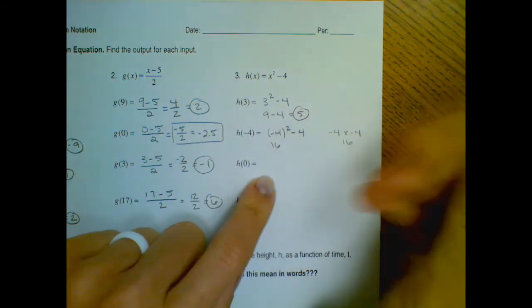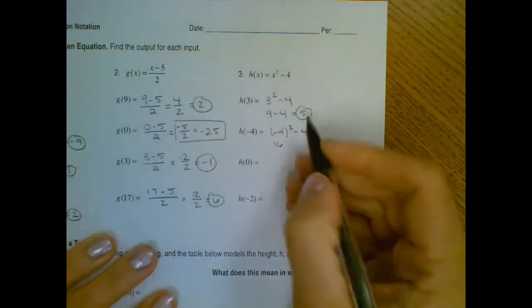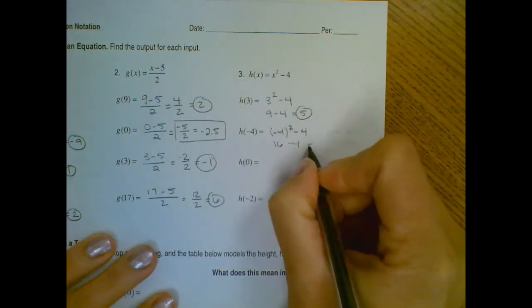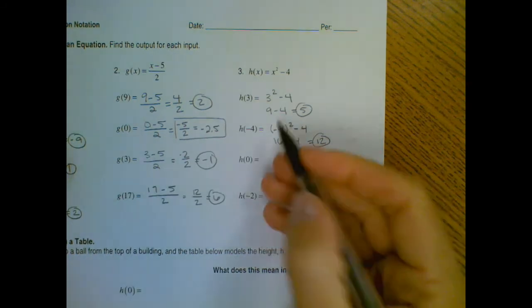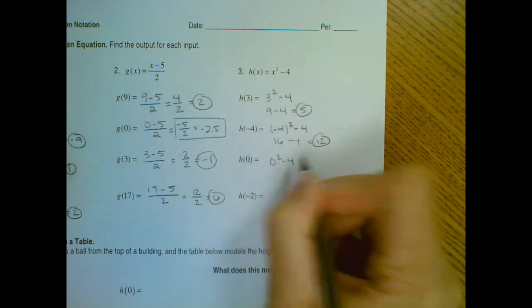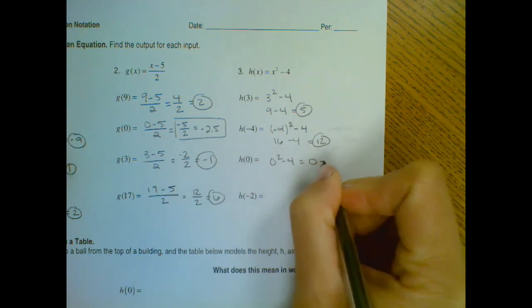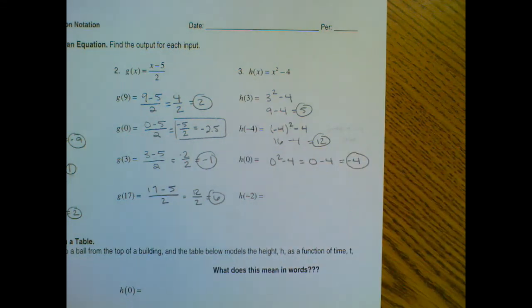So we'd have positive 16, minus 4, which is 12. Next we have 0 for x, we'll plug that in. 0 squared is just 0, minus 4, which is negative 4.